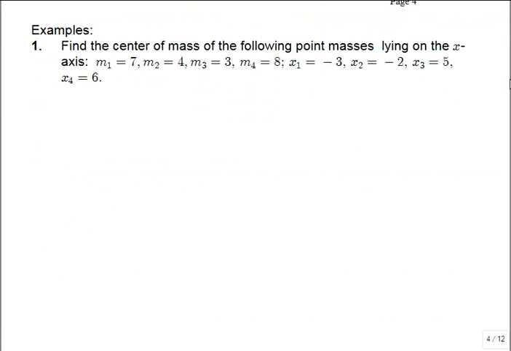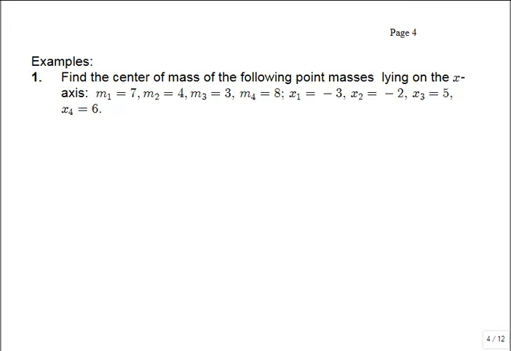So here's an example. Suppose that we want to find the center of mass of the following point masses lying on the x-axis. So we've got mass 1 is 7, mass 2 is 4, mass 3 is 3, mass 4 is 8. Position 1 is -3, position 2 is -2, position 3 is 5, and position 4 is 6. So if you want to visualize this on a number line, you could just draw your number line, and these positions, these x's, are going to tell you where these masses lie. So here's the origin, and my first position is at -3, and that's mass 1, which is 7.